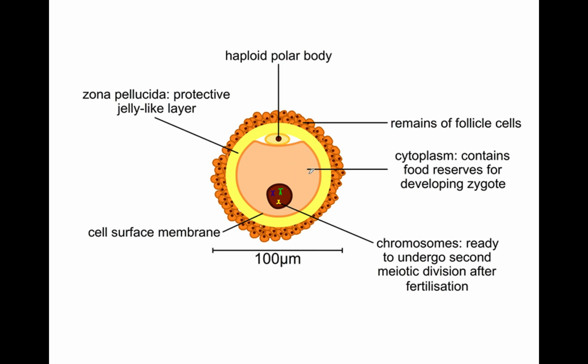The secondary oocyte contains cytoplasm, a large cytoplasm with many food reserves, many lipids and proteins necessary for the development of the zygote after fertilization. You may have noticed between the zona pellucida and the cell surface membrane is what's called a haploid polar body. Now this is the product of meiosis 1.